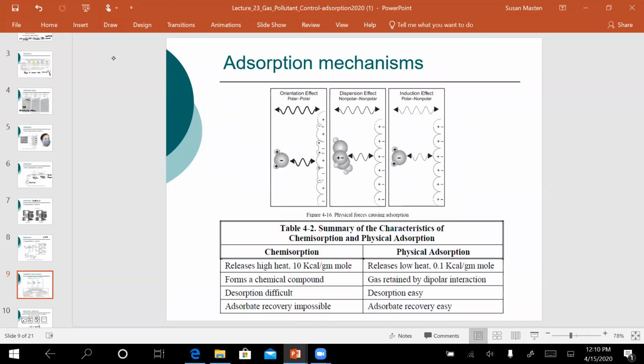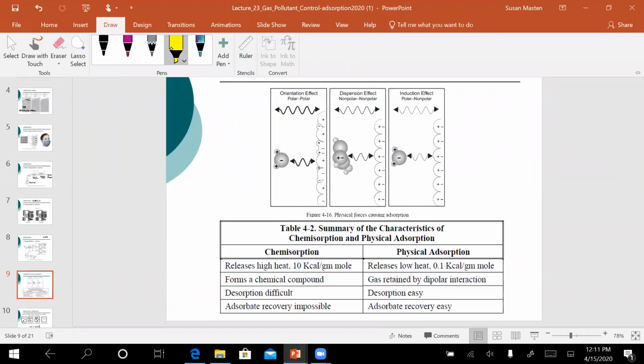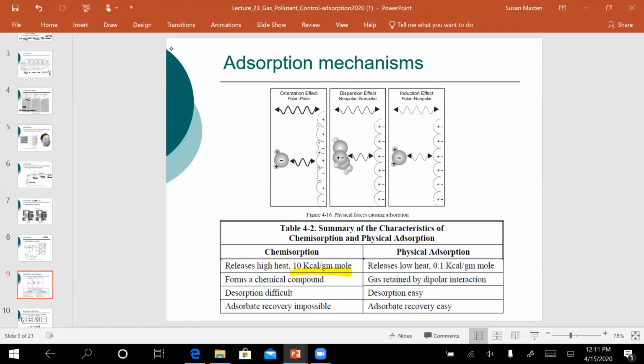So as I mentioned, we have two different types of mechanisms. We have chemisorption and physical adsorption. Chemisorption is a much stronger bond. So you can see here, typically we're looking at about 10 kilocalories per gram mole that's released, whereas only about 0.1 with physical adsorption.